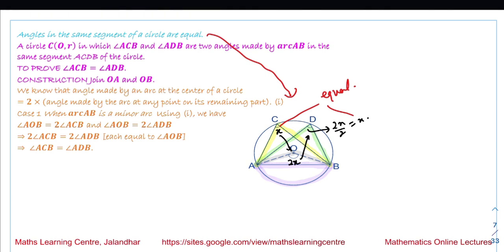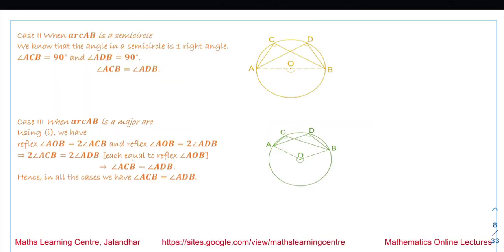Now the second case we have is when the arc AB is a semicircle. Then this angle is 180 degrees, and both these angles we know will be 90 degrees. So they are equal. This is what we have to prove: the angles in a semicircle we know are 90 degrees, so that is why they are equal.